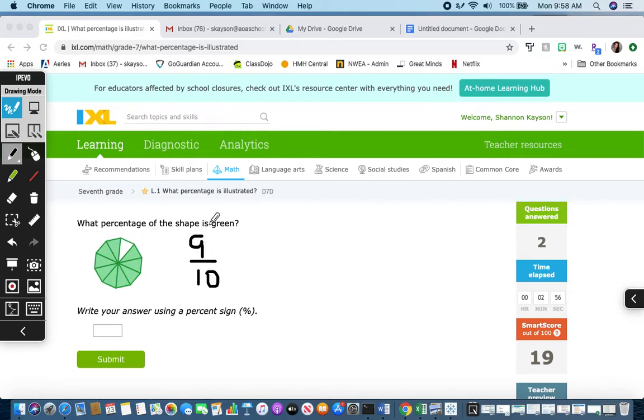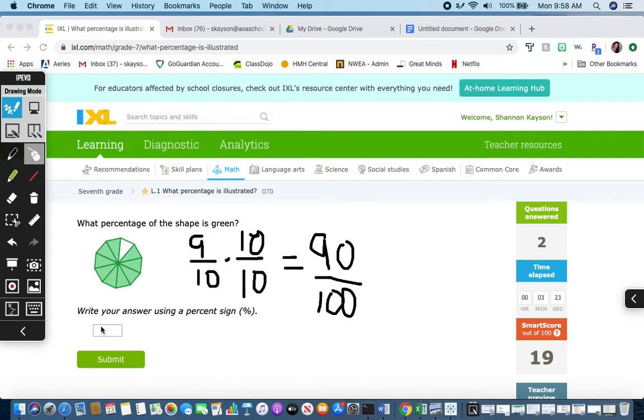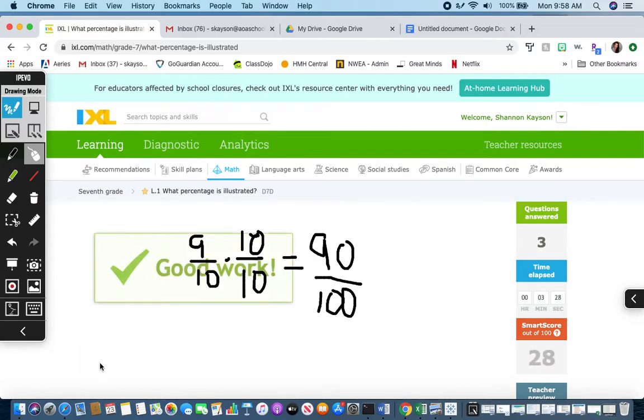When we want to take a fraction and turn it into a percent, we can multiply to create a fraction out of 100. So if we multiply this by 10 over 10, we get 90 out of 100. Which gives us 90%. Ta-da!